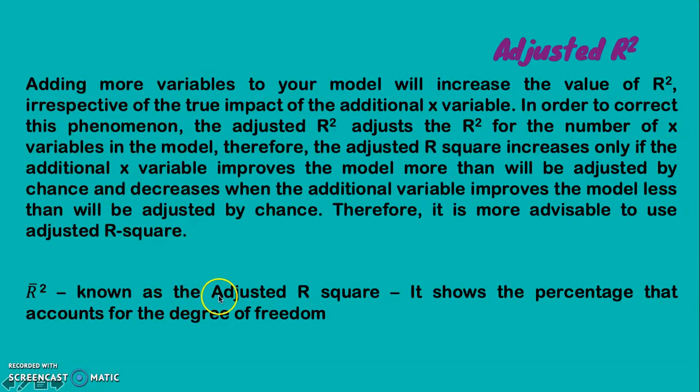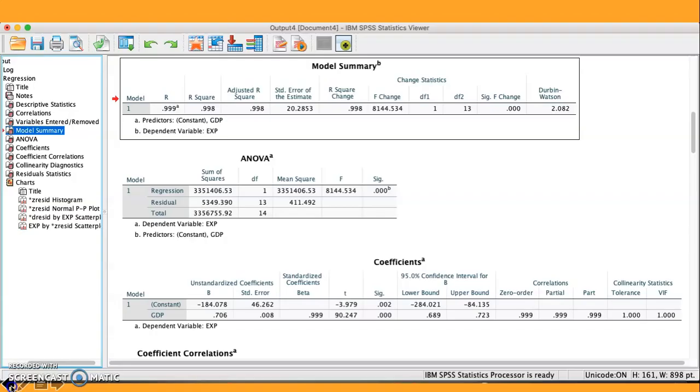Another way to tell if your model is a good fitting model is to check the value of adjusted R square. Adjusted R square is shown in our results right beside R square.